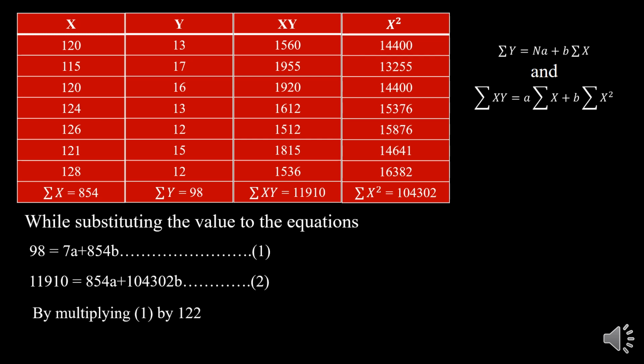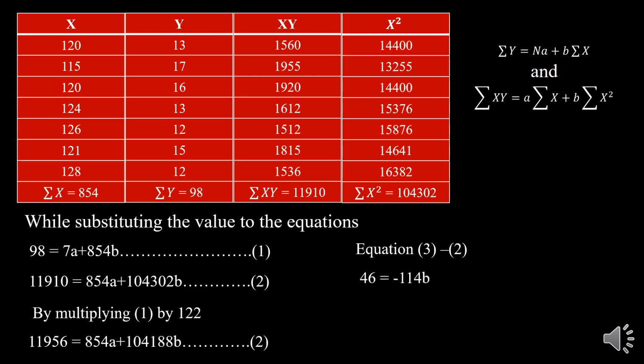Now to solve these equations, we have to multiply equation number 1 by 122, so that we get equation number 3. So 11,956 = 854a + 1,04,188b. This is equation number 3. Now we will deduct equation number 2 from equation number 3.